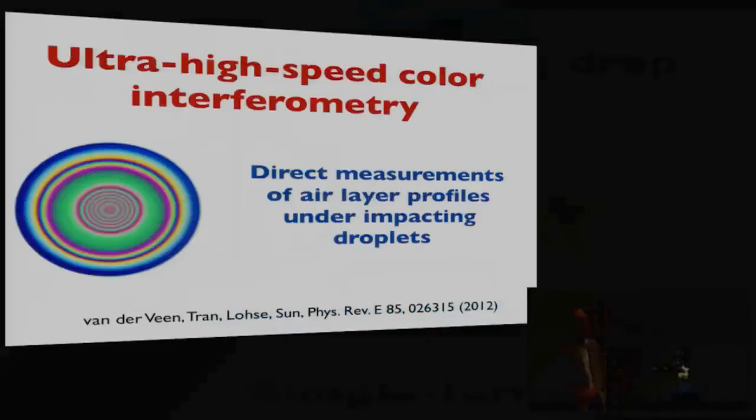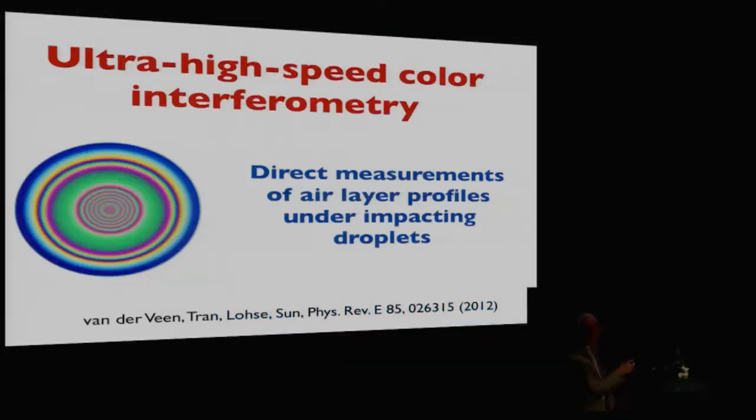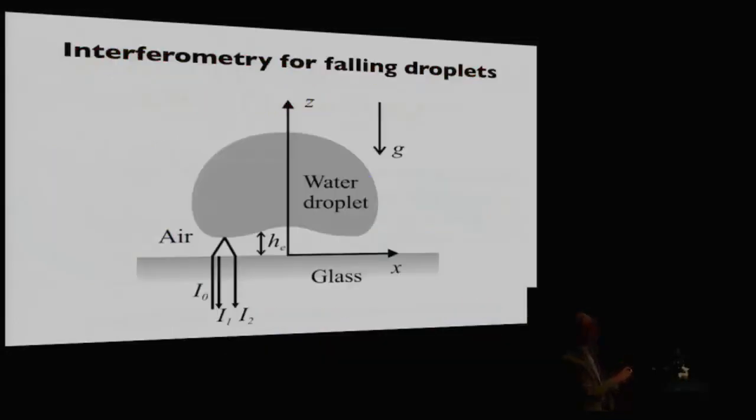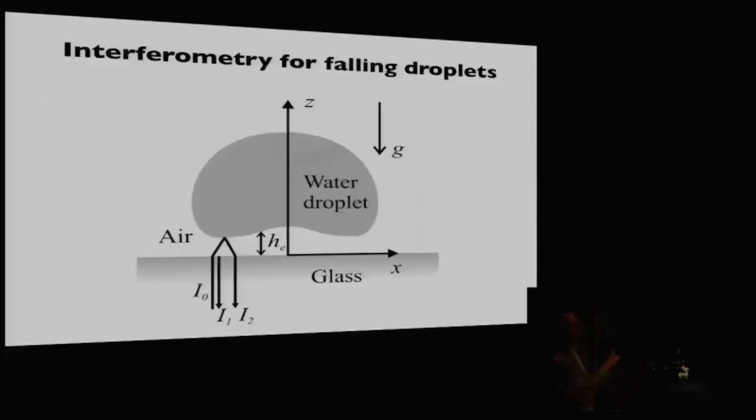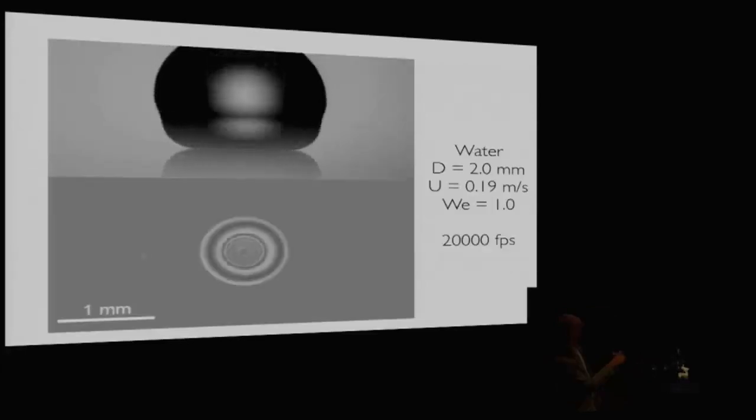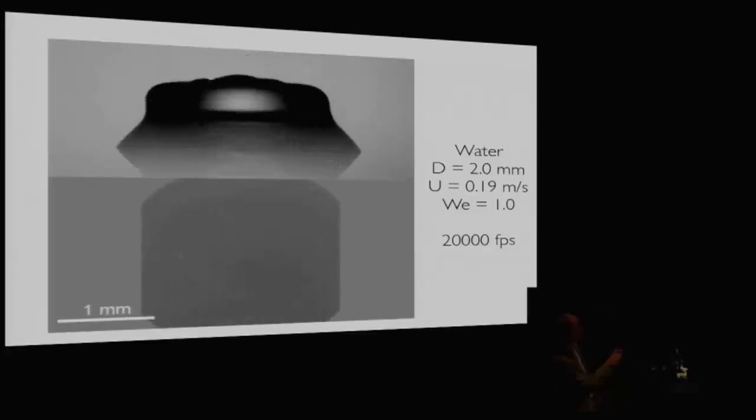And we developed a method to look into this dimple. This is ultra-high-speed color interferometry. And what we do is, if we look with light from the bottom, we get a reflection of the light at the glass-air interface and from the air-droplet interface, and you get some interference pattern. And from this interference pattern, you can extract the size and the width of this dimple.